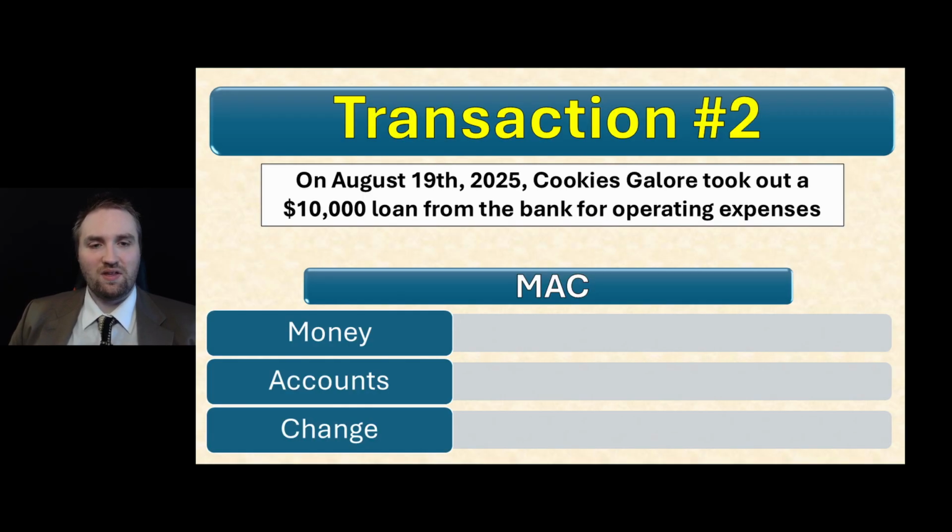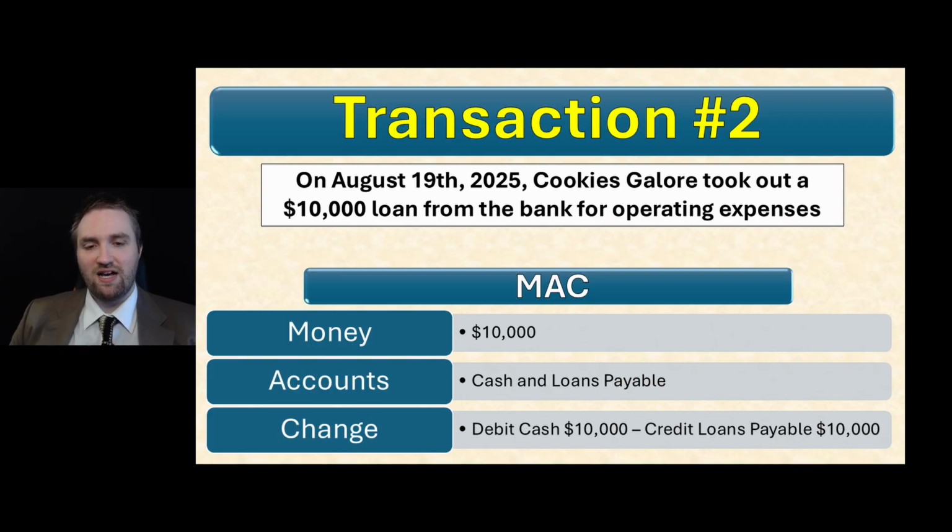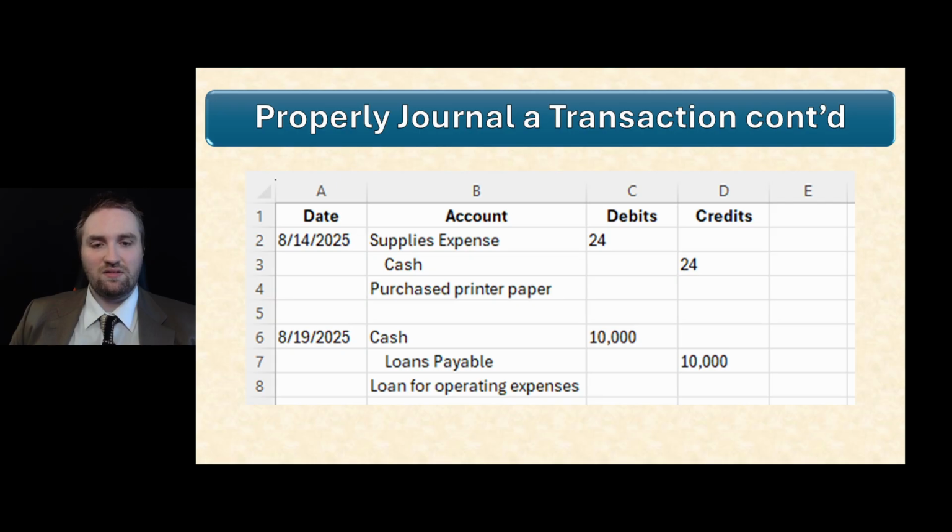Transaction number 2. On August 19th, 2025, Cookies Galore took out a $10,000 loan from the bank for operating expenses. MAC. Money, $10,000. Accounts, cash and loans payable. Change, debit cash $10,000, credit loans payable $10,000. Journal entry. Date, August 19th, 2025.